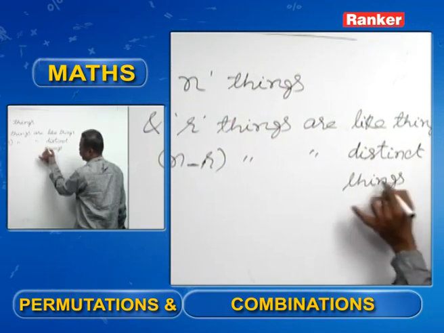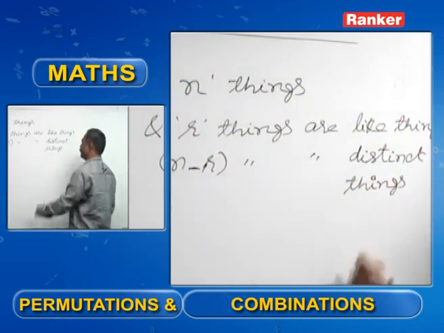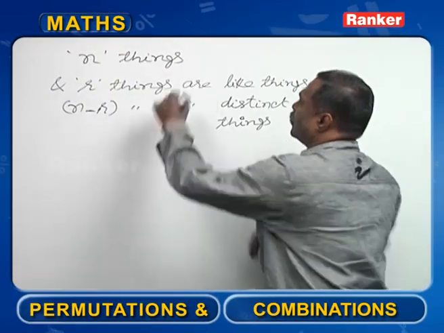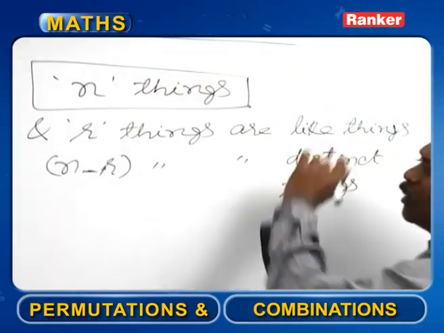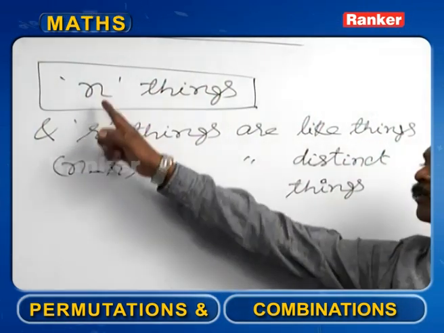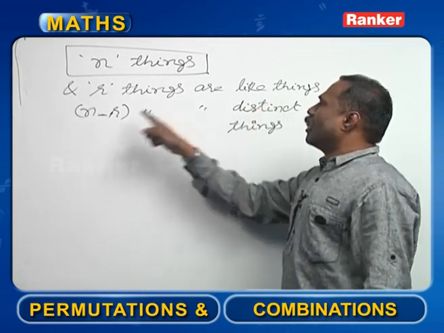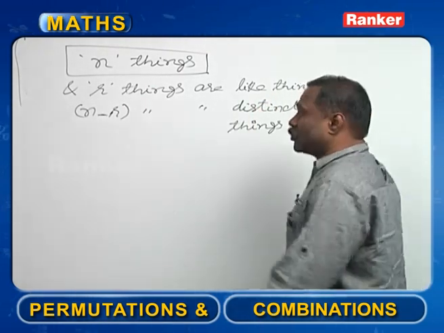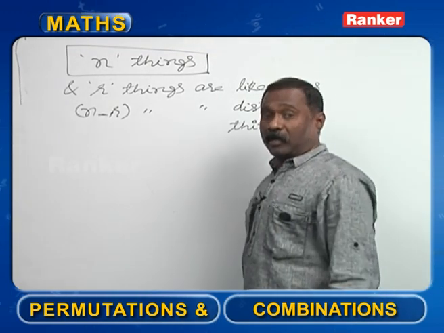Distinct means what? Different. Distinct or different or same. Distinct things are there. So, totally how many things are there? N things are there. And what is the data here? Among N things, R things are like things and N minus R things are distinct things. Then in such a case, what should be the number of arrangements?